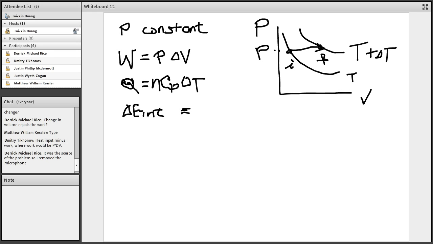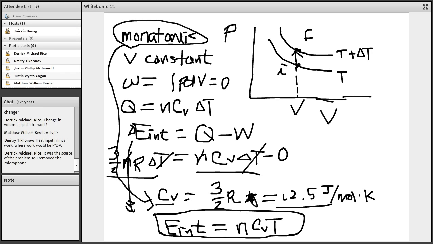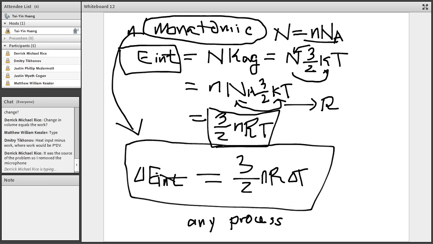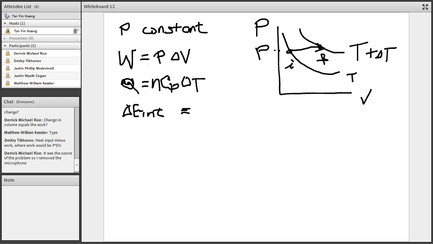Okay. Do you remember? Let's go back to the previous page. Do you remember when I mentioned that the change in internal energy is always nCv delta T for any process? For any process, it always takes up this form. So it doesn't really matter what kind of process, constant volume, constant pressure, adiabatic, or cyclical, it all takes up this form. That's nCv delta T.